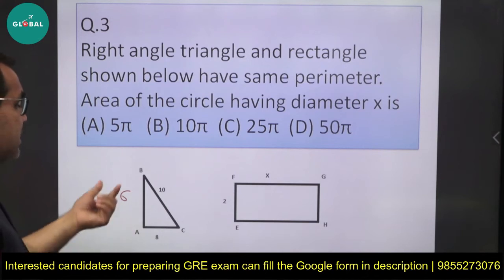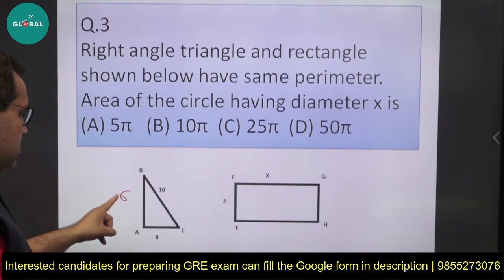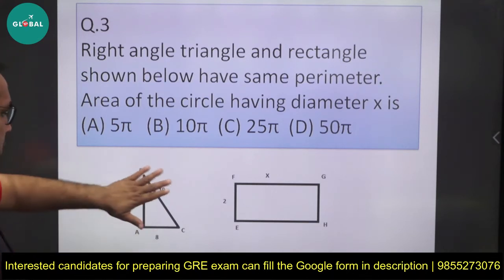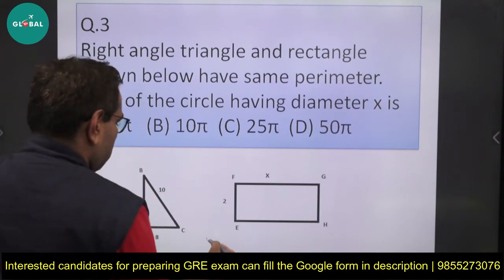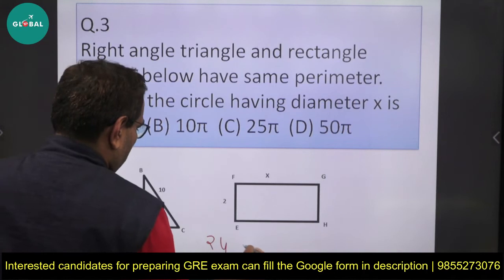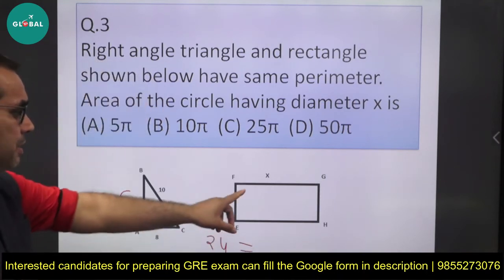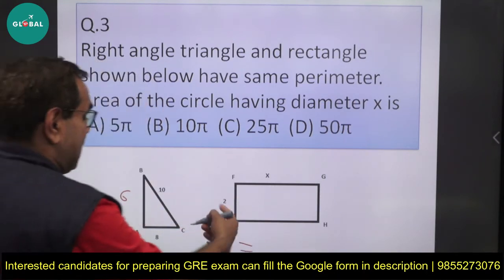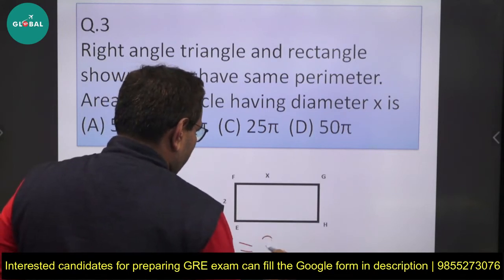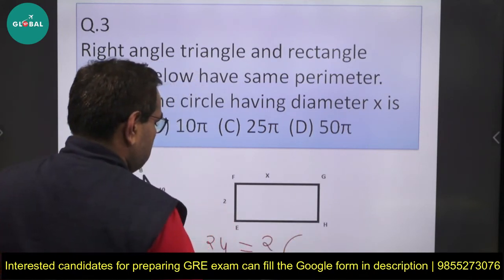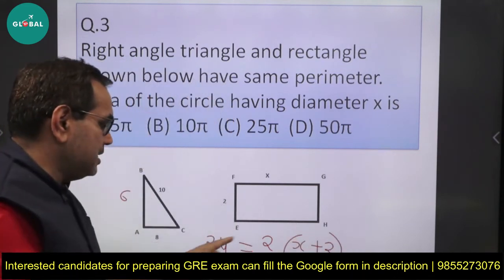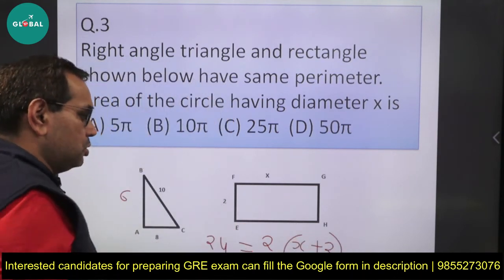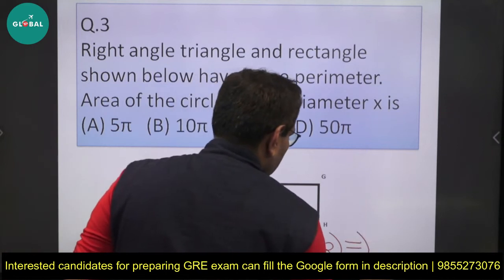Perimeter means sum of the sides. So 10 plus 6 plus 8, 24 is the perimeter of this. So this 24 is equal to the perimeter of this rectangle. We know that the perimeter of the rectangle is twice of L plus B. So 2 times x plus 2. 2 से cancel करेंगे, 12. So x equal to 10. It gives us x equal to 10.